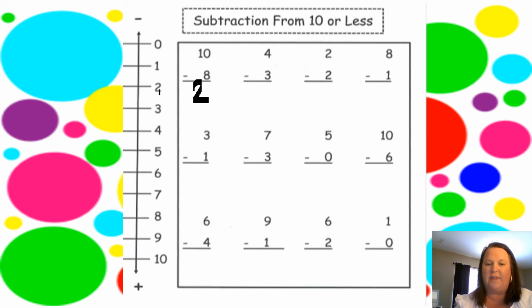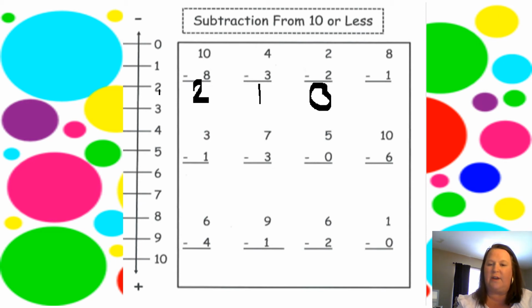So we go to 4 for the next one, and we're going to take 3 away. 1, 2, 3. 4 minus 3 is 1. If I have 2 apples and I give them all away, how many apples do I have left? I have none.